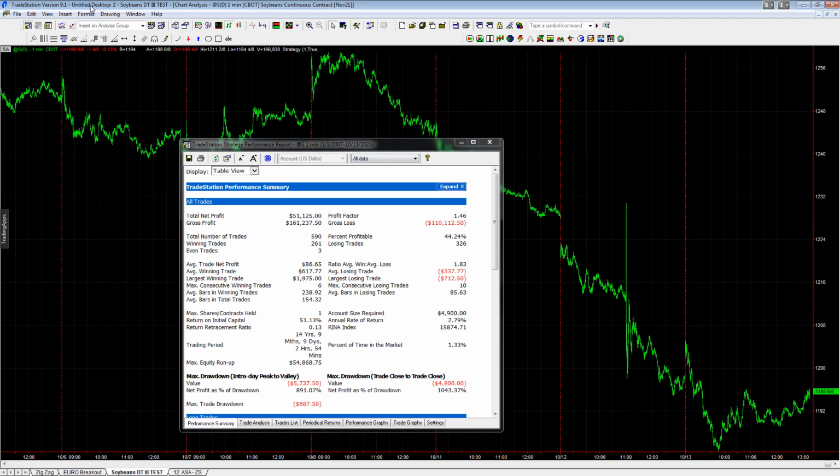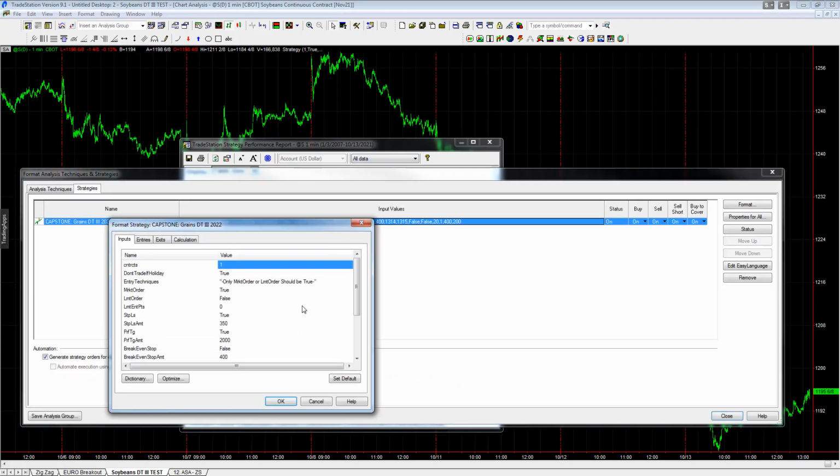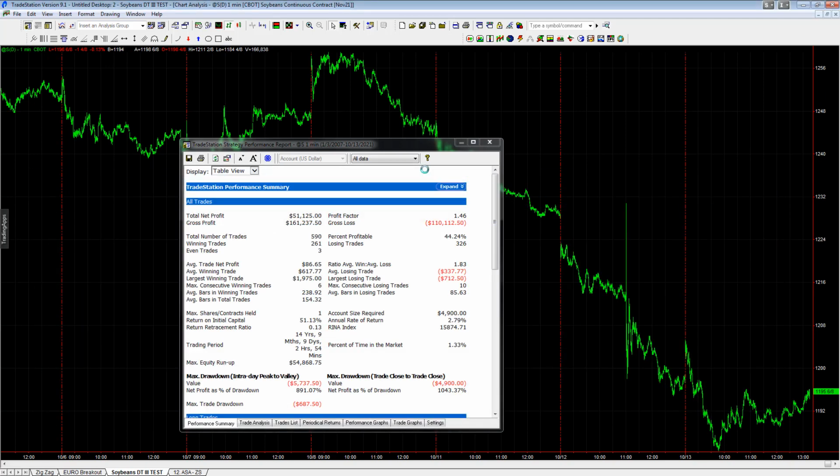Let's see what else we can do to simplify this setup. And we can come in here and we can take out the profit target. What happens if we take out the profit target? So we can just let that trade. The biggest winning trade would not be 1975. It would be larger. So what can we do to maybe have a bigger average trade profit of bigger than 86 and net profit as a percentage drawdown 1043?